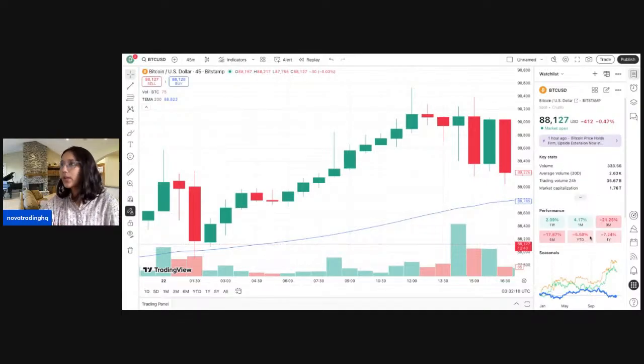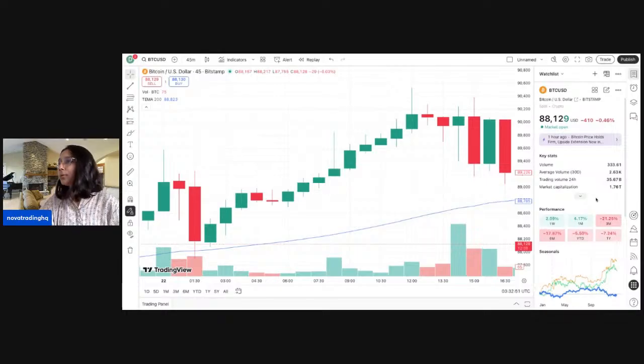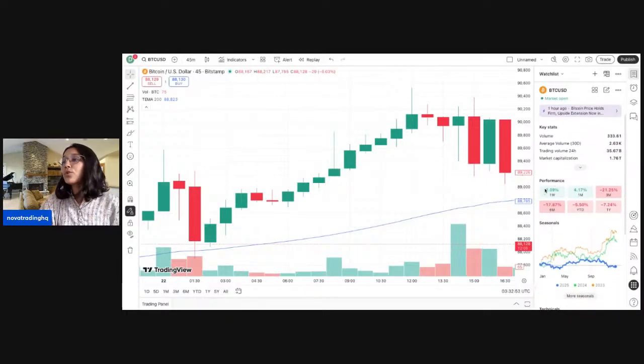So, to build a foundation, we will quickly check the key stats, like what kind of volume it is, what's the average volume of the last 30 days, what's the trading volume of the last 24 hours, and the market capitalization. As you all can see here on the screen, the current volume is 333.59. The average volume from the last 30 days is 2.63k. The trading volume from the last 24 hours is 35.67 billion, and the market capitalization is in trillions.